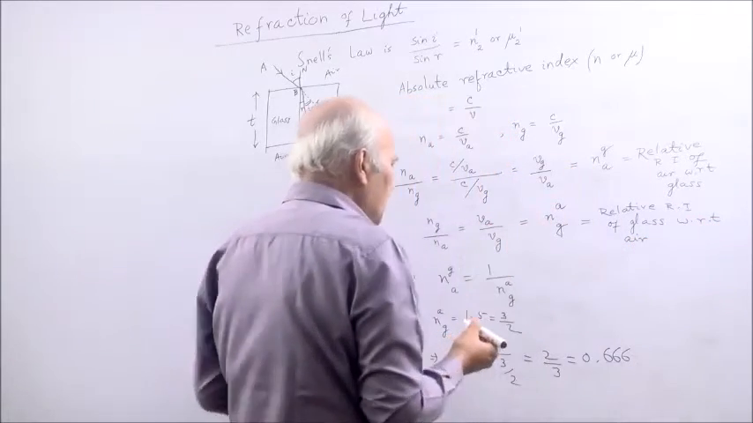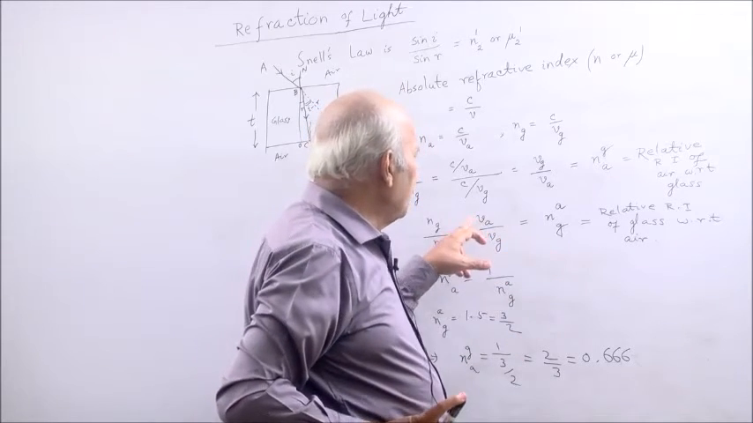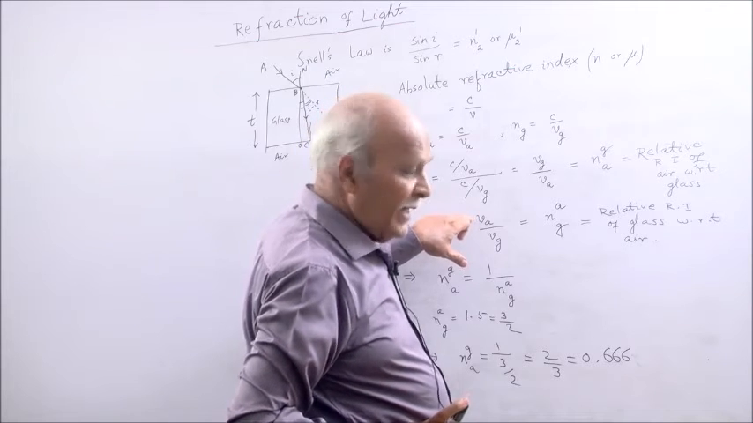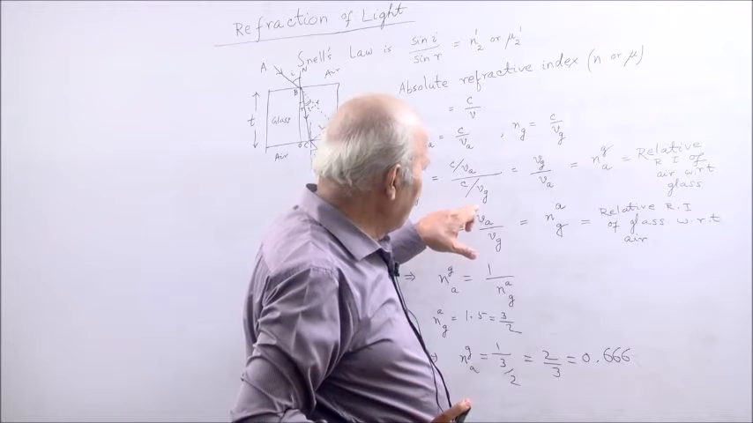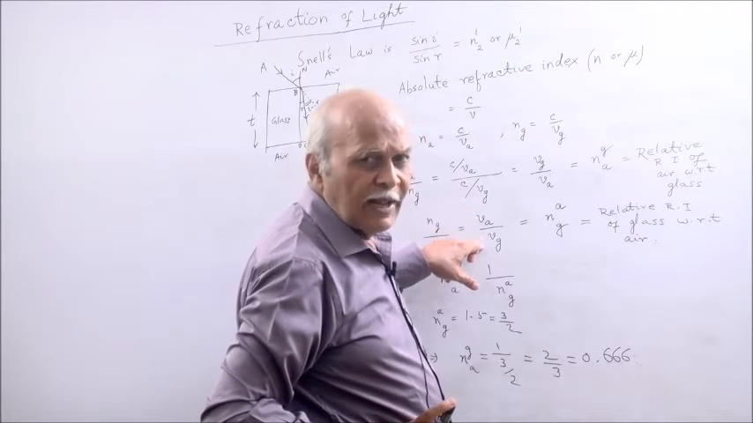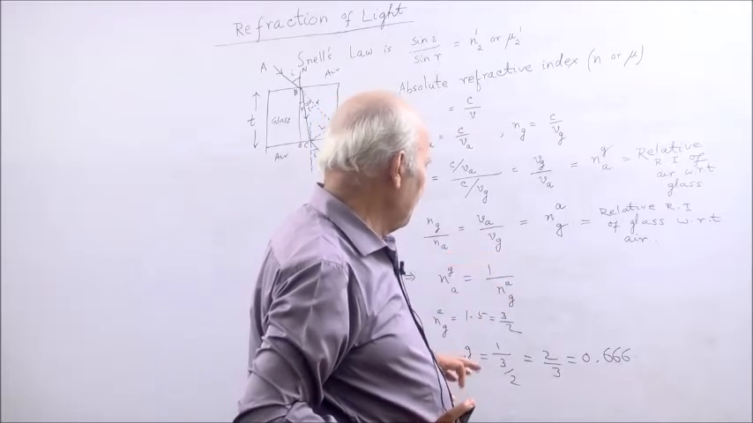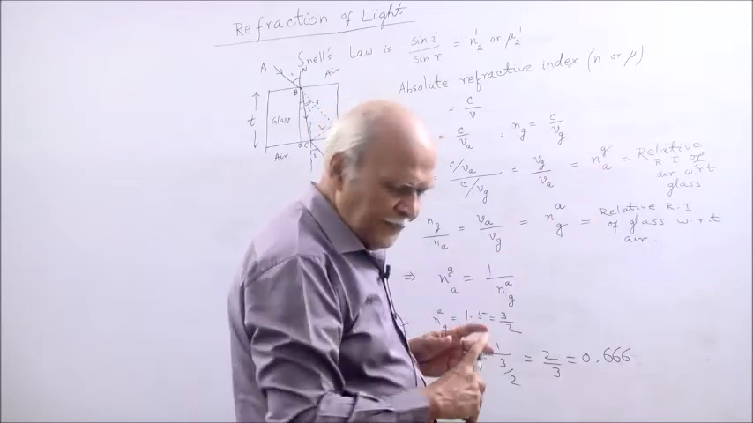So, what you see from these things? How to remember these things? You see, the incident medium is air. If the incident medium is air and the final medium is glass, then it will be velocity of light in incident medium to the velocity of light in the denser medium. So, that is how we remember. The symbol is like this.